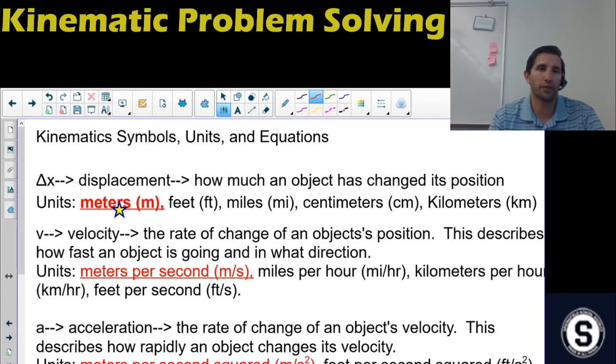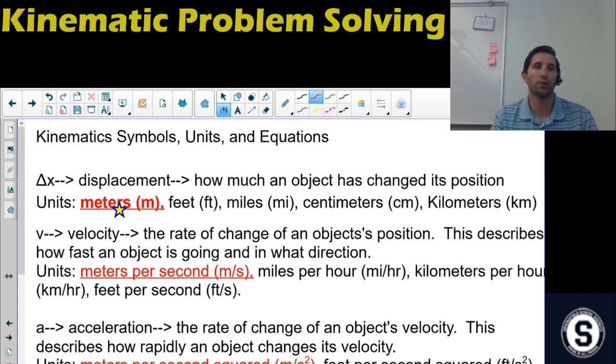Okay, so the first thing is displacement. We learned what displacement is. It's how much an object has changed its position. Say that a different way: it's how far is the object from its starting point. That's what displacement is all about.